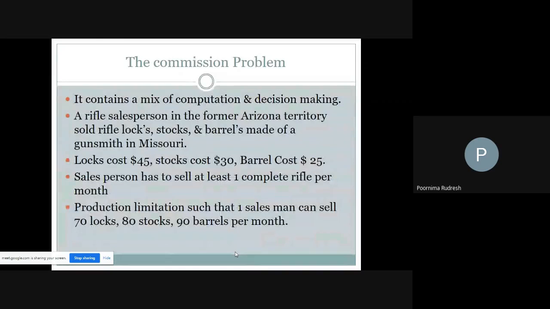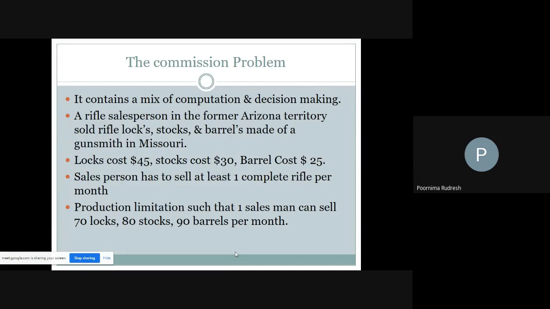Next, we'll move on to the commission problem. Shall I continue for 10 minutes? 10-15 minutes, I'll complete this. Shall I continue? Yes, ma'am. Okay, the commission problem I'll complete today.